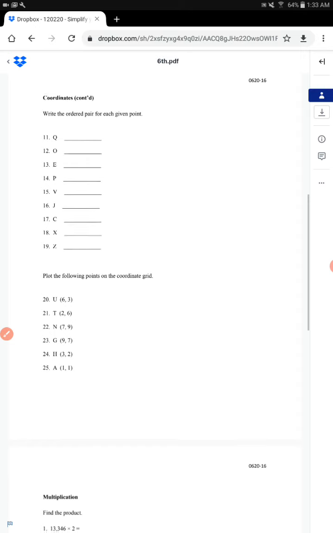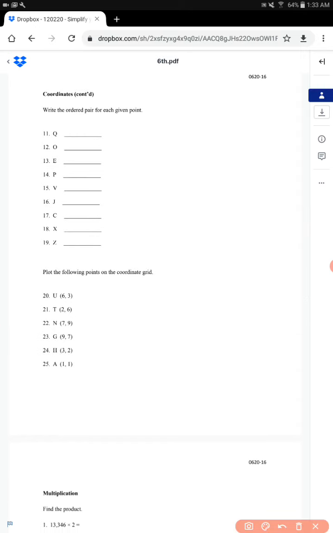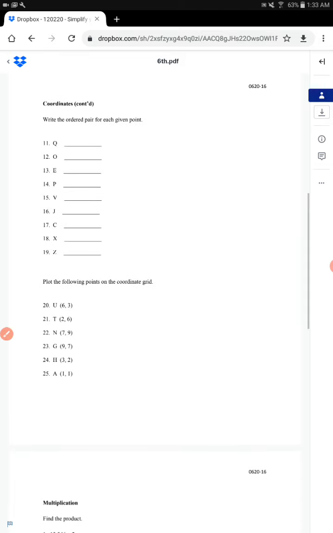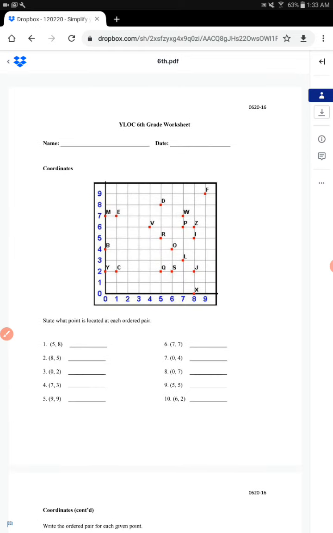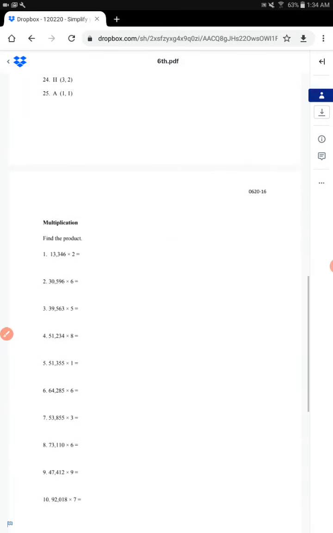Pretty simple. For these, it's just the same thing, in a different format of a question. Plot the following points. U is (6, 3). So we go to 6, then 3, right there, this point right here. And then we just label it U. Pretty easy.